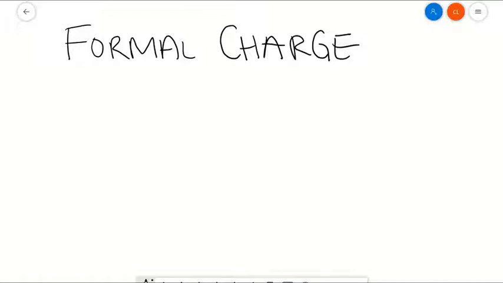The next concept we're going to take a look at is formal charge. Sometimes you have two valid Lewis structures and you want to choose which one is the best. I mentioned this when we were talking about nitric oxide. So in order to do this, we're going to calculate formal charge.